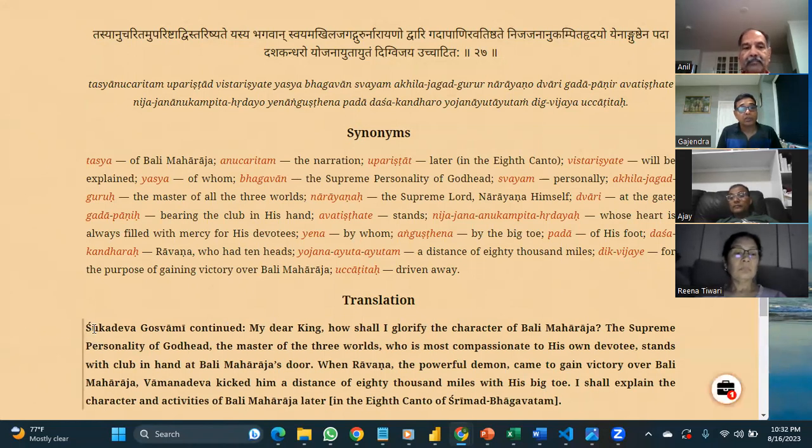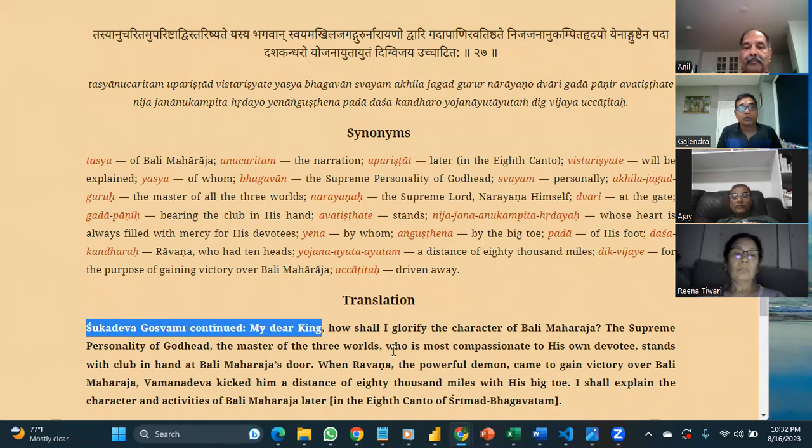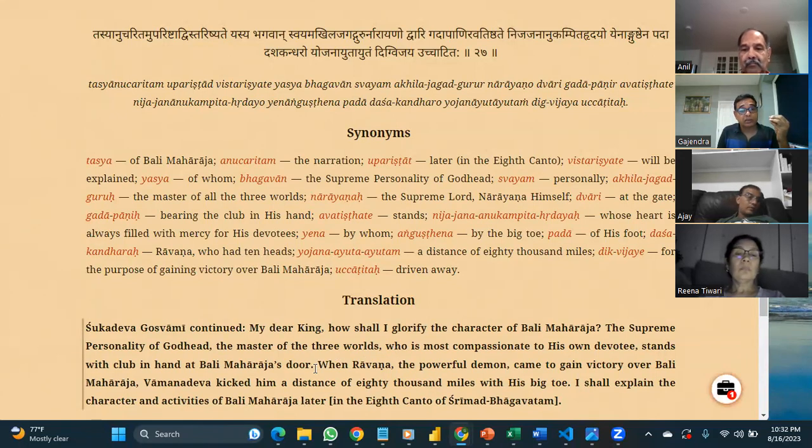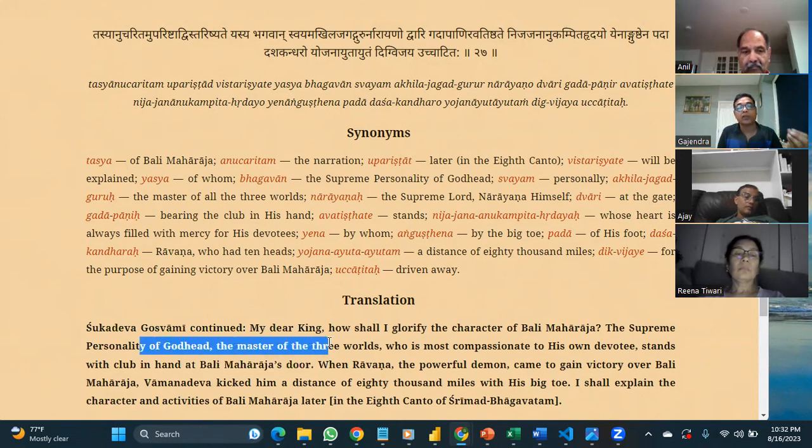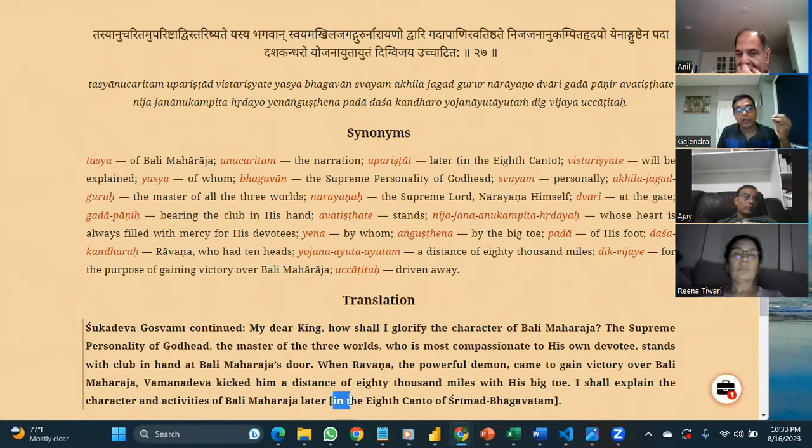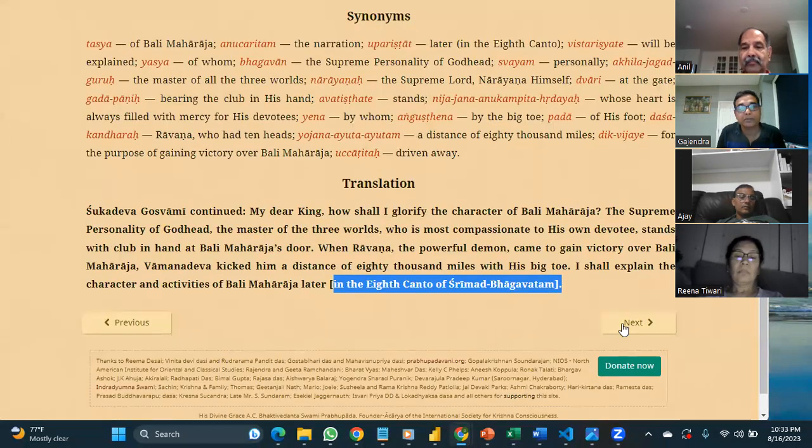So Sukdev Goswami is of course telling this to his dear king Parikshit Maharaj, describing Bali Maharaj's characteristics. On Bali Maharaj's door, even the Supreme Personality of Godhead takes care of him. And then he's saying that he'll describe more about Bali Maharaj in the 8th canto. Which canto are we at right now? 5th canto, right? We are still on the 5th canto, so there's a long way to go to get to the 8th canto. But that's where we'll also read more about Bali Maharaj.